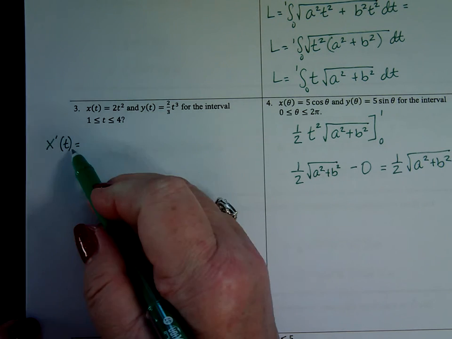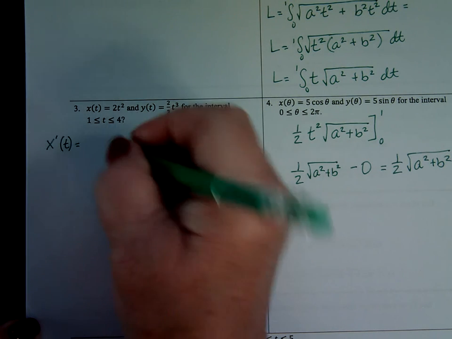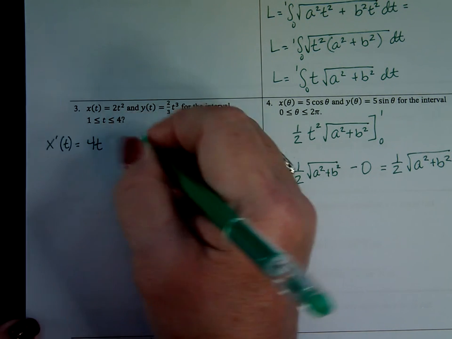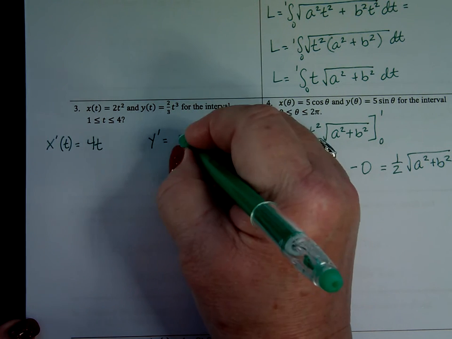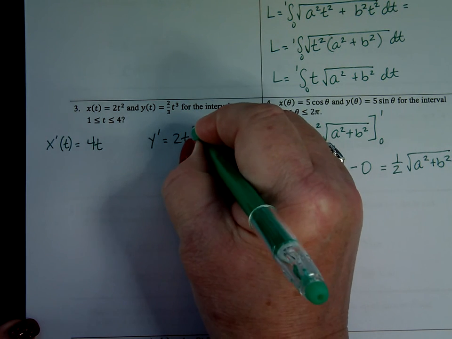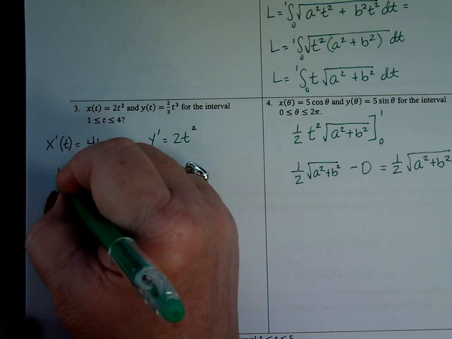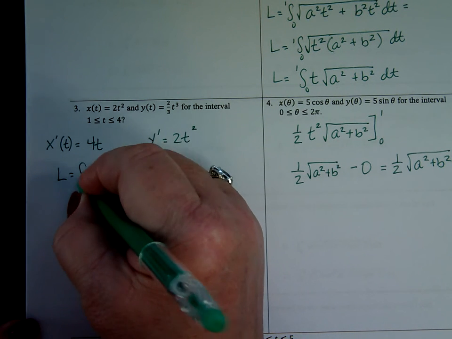All right. Derivative of your x term is a 4t. Derivative of your y is a, 3 comes down, gives me a 2t squared. Put it in your formula for arc length. Integral goes 1 to 4.